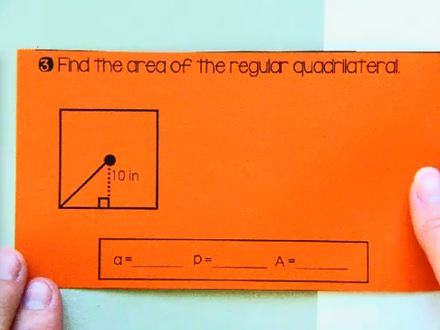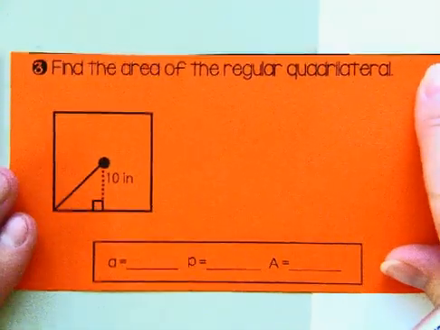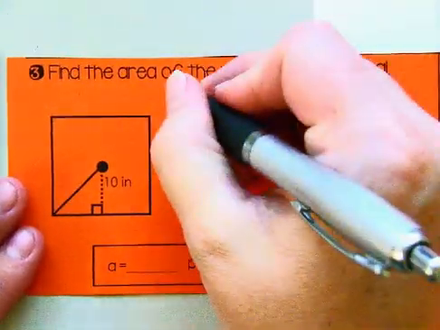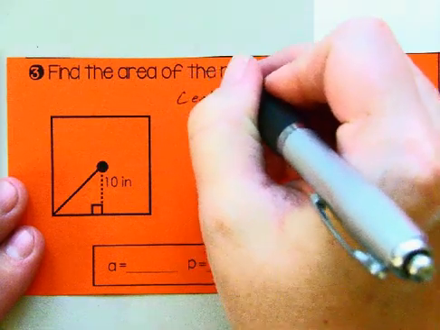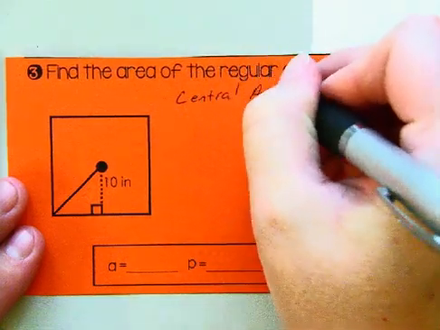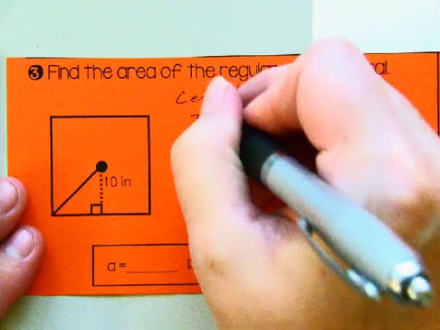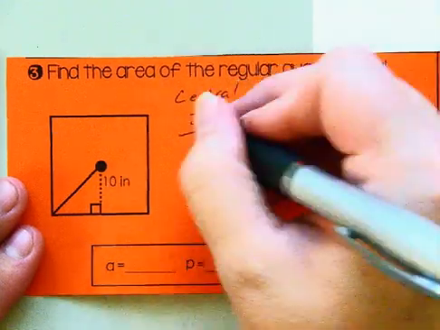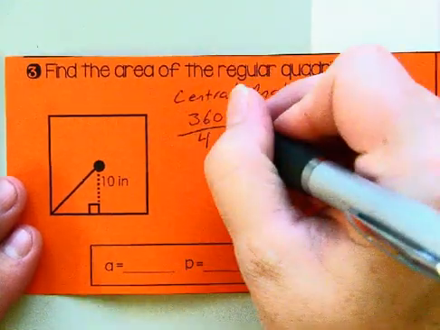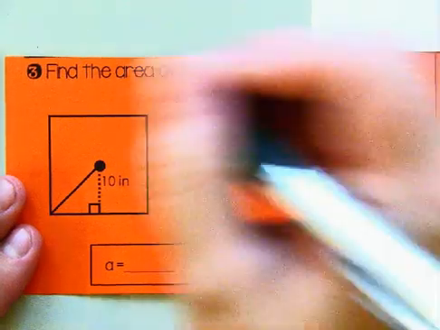This time we're going to find the area of the regular quadrilateral, starting out again with our central angle. Central angle is 360 divided by the number of sides, so that would be 4 in this case. So we end up with 90 degrees.